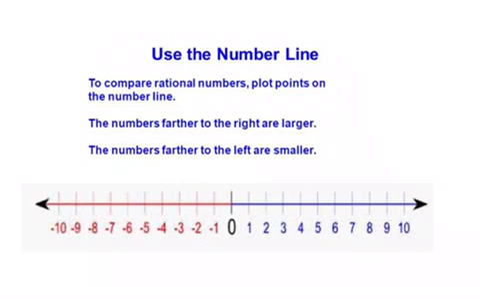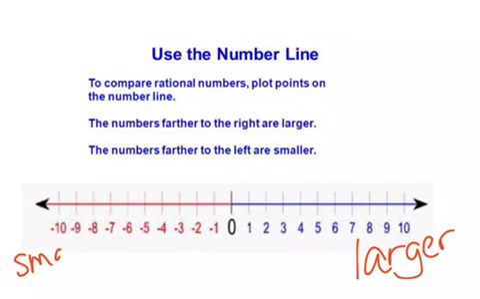Use the number line to compare rational numbers. So one way is to plot the points on the number line. The numbers farther to the right are larger, so here are our larger numbers. And to the left, they're smaller. So on this particular number line, -10 is shown here as the smallest number that is marked.